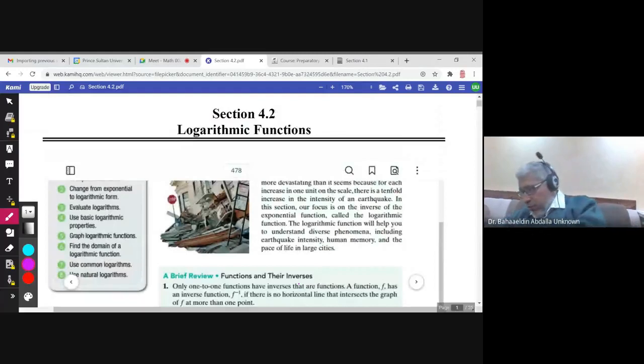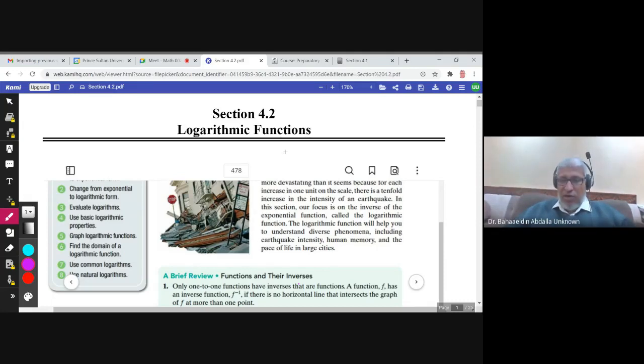We are in chapter 4. We finished talking about section 4.1, which was about exponential functions. And we learned that an exponential function has the definition y equals b to the power x, where b is the base, a number greater than 0 and different than 1. Now we will talk about section 4.2, the logarithmic functions.